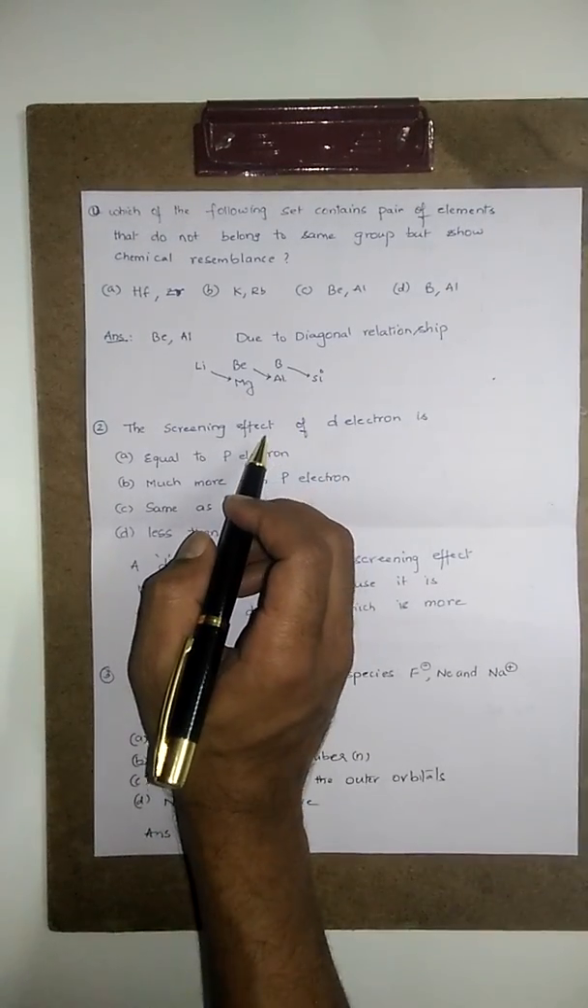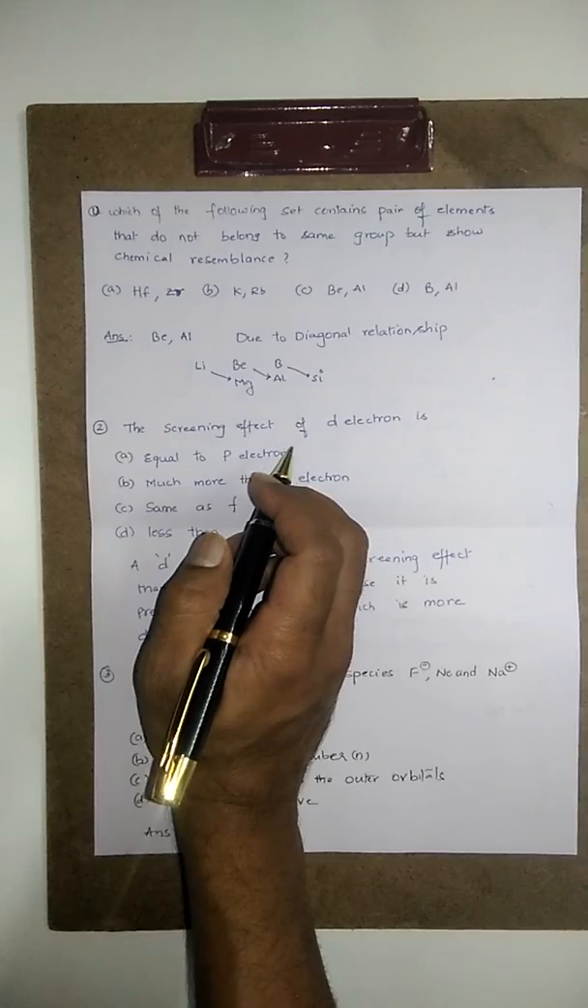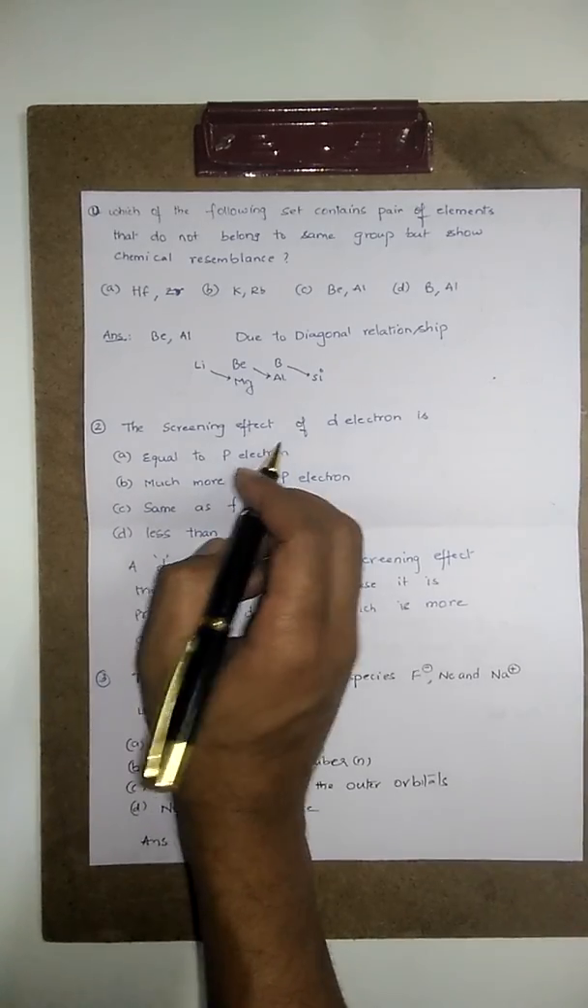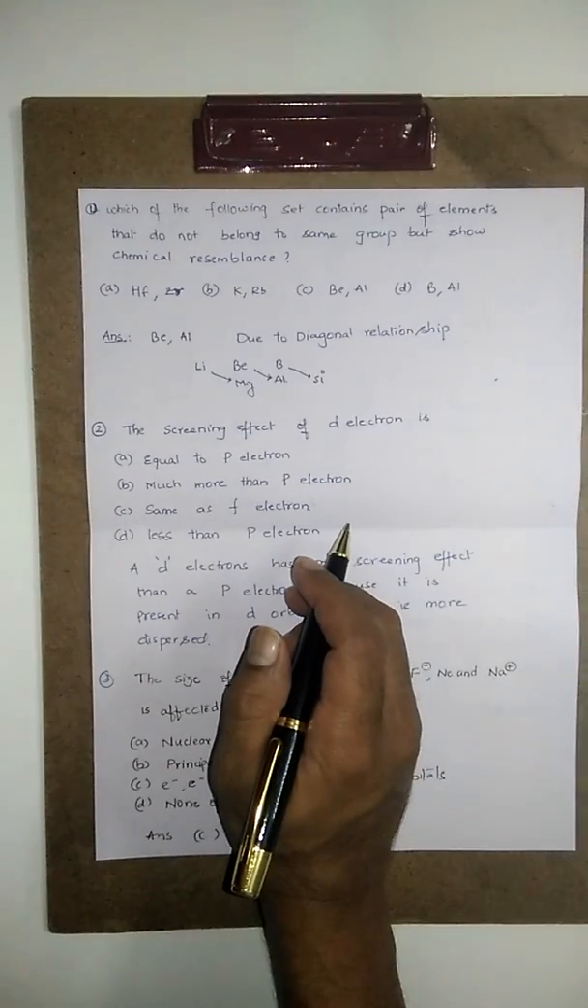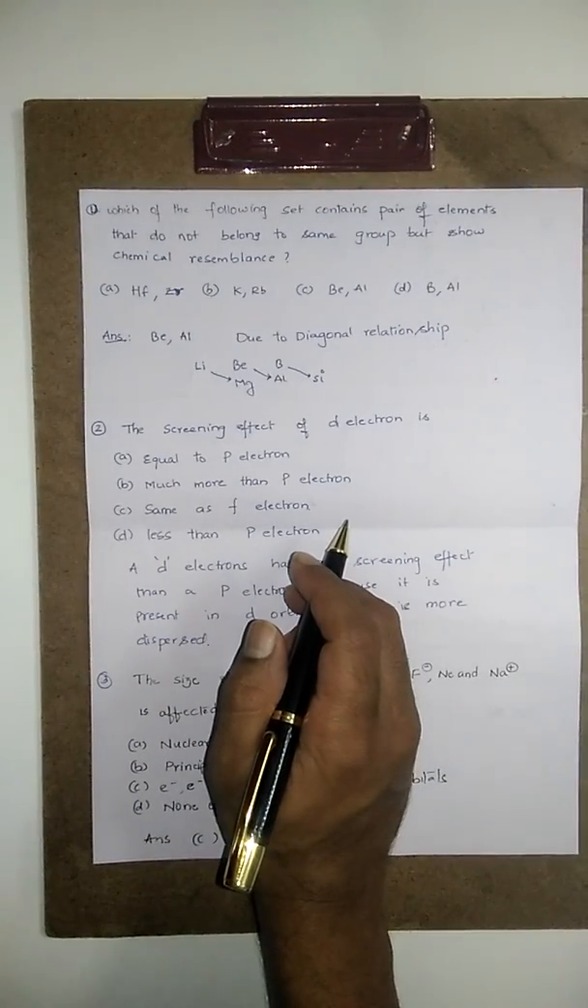That is due to similar polarizing power, which is ionic charge by ionic radius square. Don't think that it will proceed to the subsequent elements. No, it is restricted to these pairs. That is called a diagonal relationship.